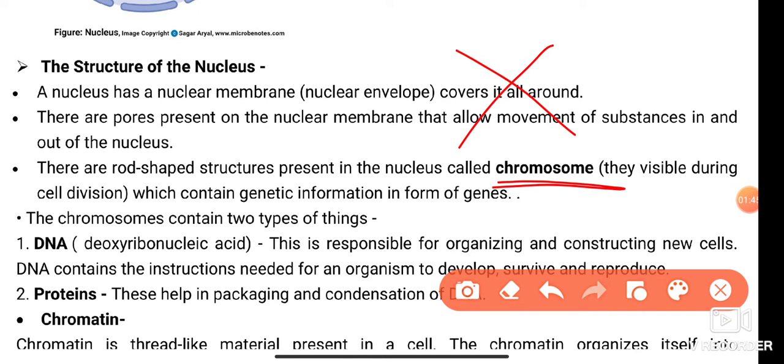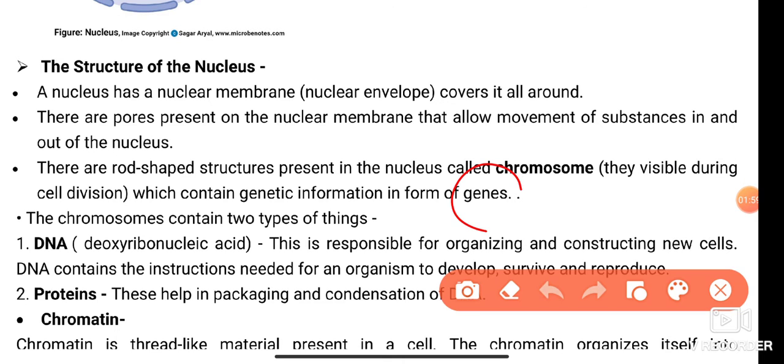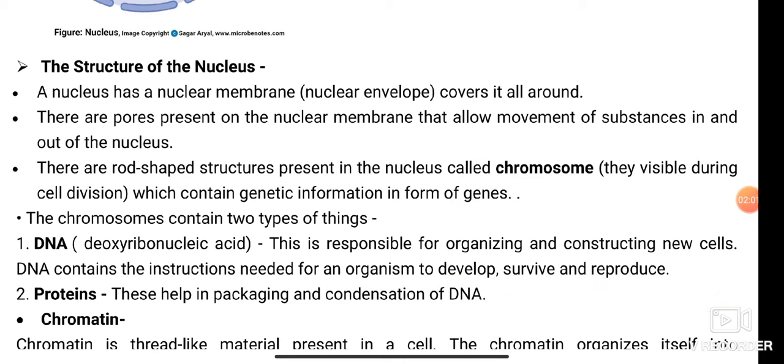When the cell is during division, then this chromatin material condenses and forms chromosomes, which contain genetic information in the form of genes. A gene is a basic unit of inheritance which decides which character is transferred from parents to their progeny.